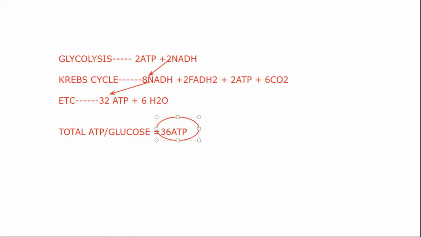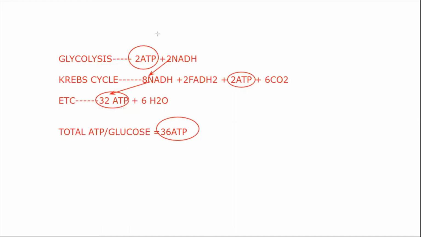So 32 plus 4, simple, the total will make 36 ATP per glucose. So pay attention for glycolysis, Krebs cycle, ETC. Each stage has a different number of ATP molecules. ETC, simple, 10 NADH equals 30. Why? Because each NADH is almost equivalent to 3 ATP and FADH2 is equal to 2 ATP. So you will have 32 ATP simply from ETC.